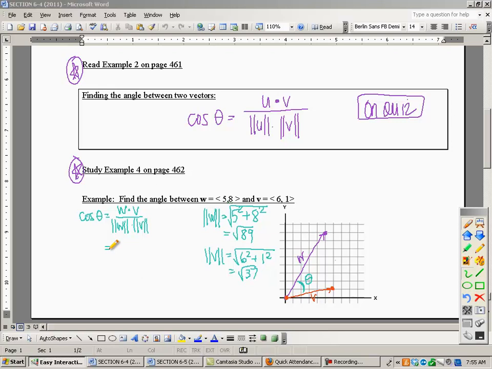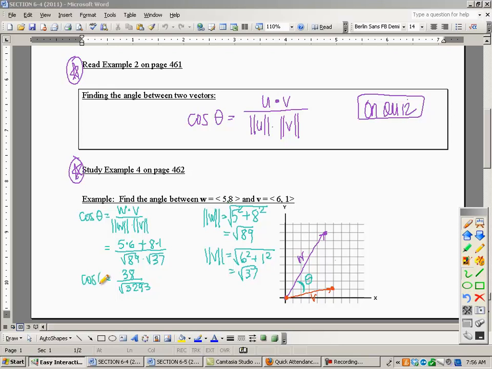Okay, as I look on top, the dot product means multiply the x's, so 5 times 6, plus multiply the y's, 8 times 1, all over, if I look at my magnitudes, the square root of 89 times the square root of 37. I'm going to do a little math here a second. In the numerator, we have 38. In the denominator, when I multiply the square roots, I get the square root of 3,293.